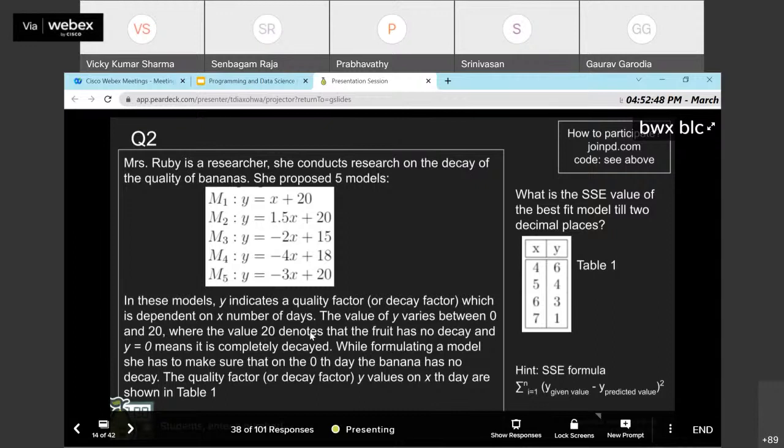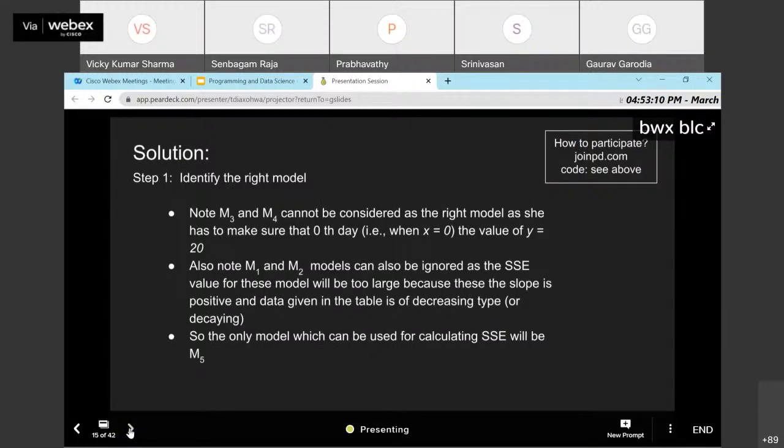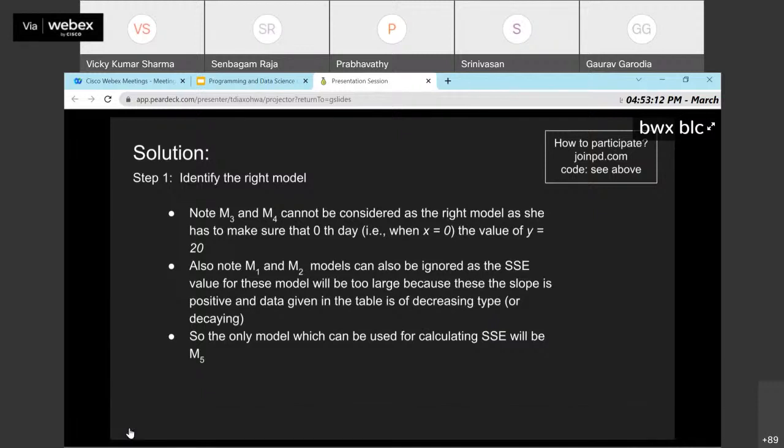This model was given deliberately for you to make a mistake. On the 0th day you have to make sure that there is no decay, but you see there is a decay, right? When x is 0, you get y equals 15. So it has some decay. So you cannot use this model basically. Okay. Good that you pointed it out so that even others got this clarity.